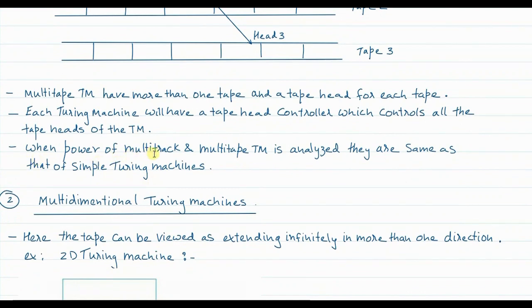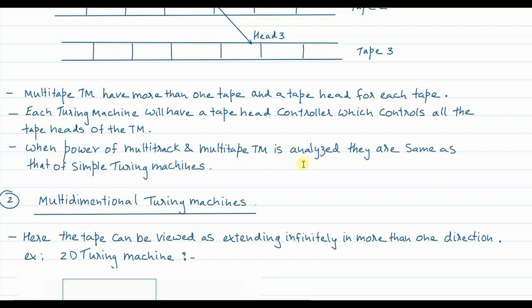Now when the power of multi-track and multi-tape Turing machines is analyzed, it is the same as that of the simple Turing machine. This point I was just telling you, right? So don't think that if you make the storage complex, the power of the Turing machine will increase. No. They have proved that whatever simple Turing machine Alan Turing had proposed, no matter how complex a storage you make or what different variant you consider, the power of that simple Turing machine is almost the same as that of the multi-track or multi-tape Turing machine.